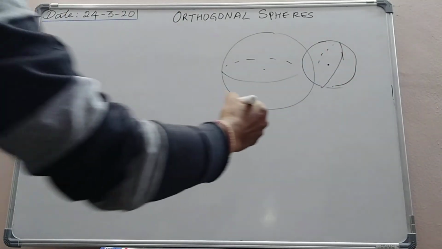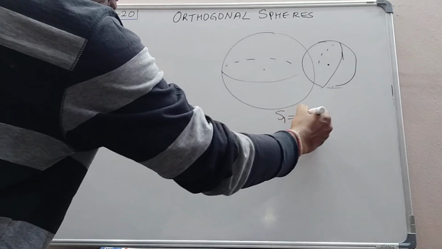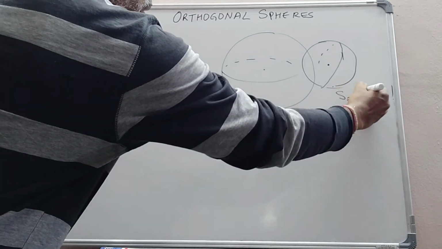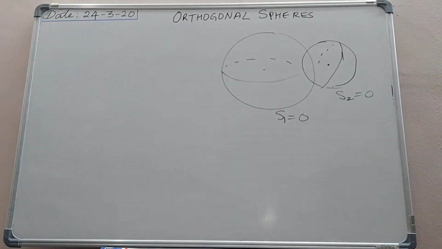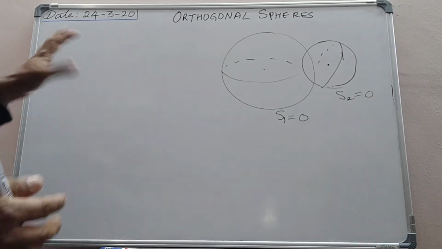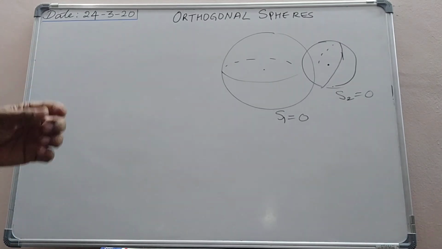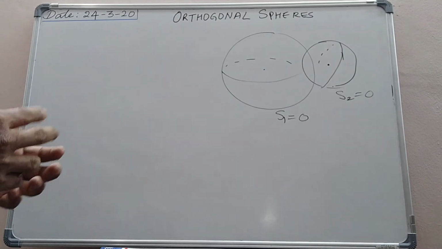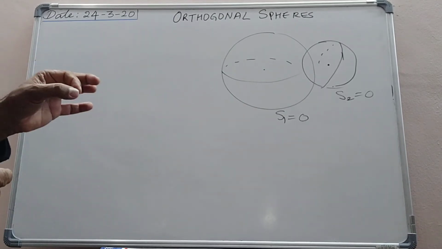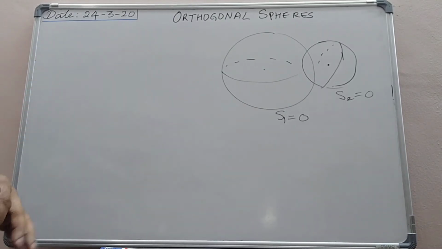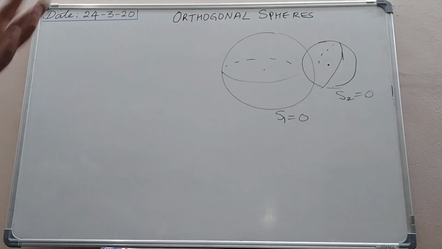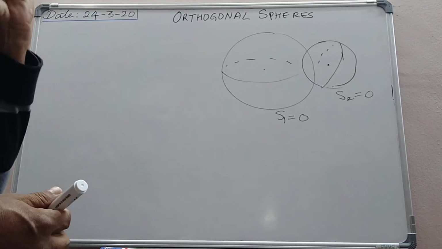So I have these two spheres, S1 equal to 0, S2 equal to 0. Now, the case of the two planes and the case of the two spheres are the same. In the case of the plane, if one plane is orthogonal to another plane at a point, it happens at all points, at all common points. Similar is the situation here. I hope it will come out from the discussion.